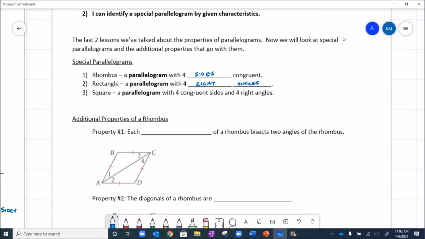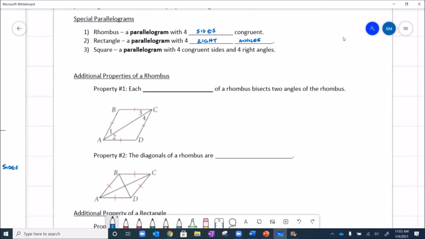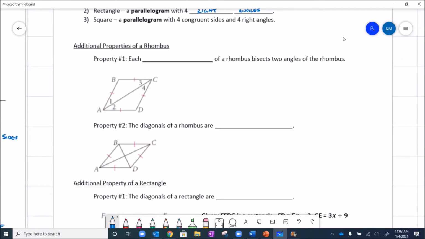Okay, so let's talk about the rhombus. We will talk about the rhombus, we'll talk about the rectangle, and just like the properties of a parallelogram will transfer to the rhombus and the rectangle, so we don't need to repeat those properties, the properties of a rhombus and a rectangle will transfer to the square. When we talk about the properties of a rhombus, remember that we already know that their opposite sides have to be parallel because a rhombus is a parallelogram. We already know that their diagonals have to bisect because a rhombus is a parallelogram. We don't need to repeat that information. We're adding to it.